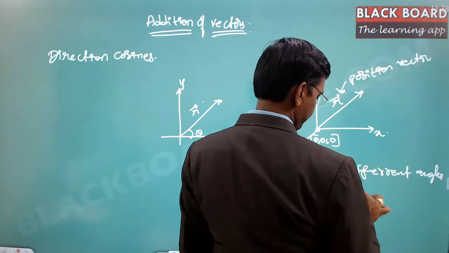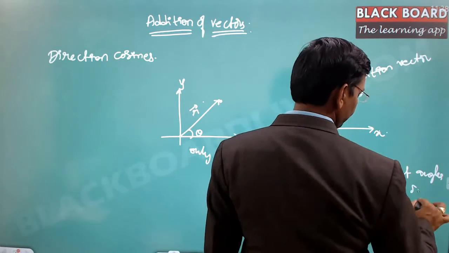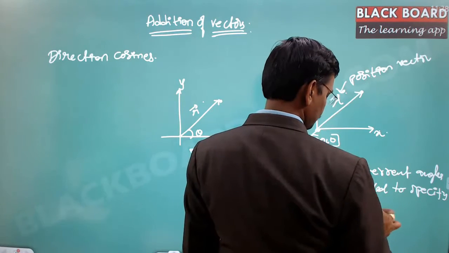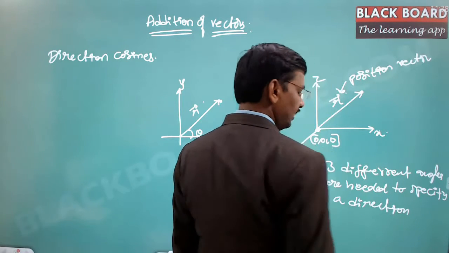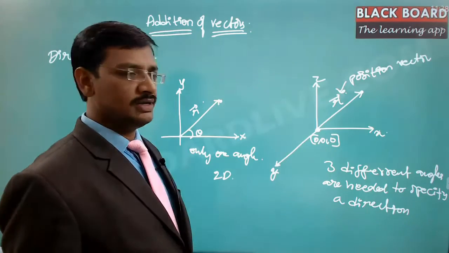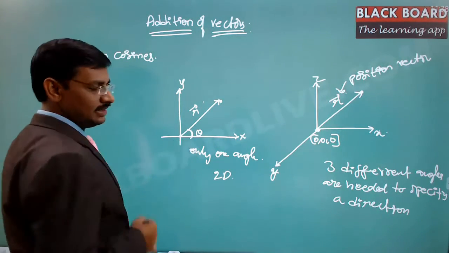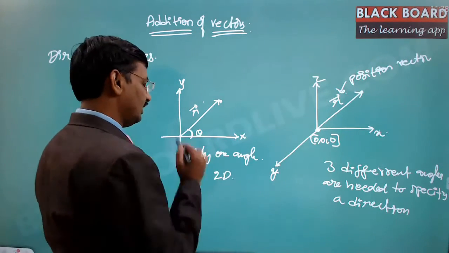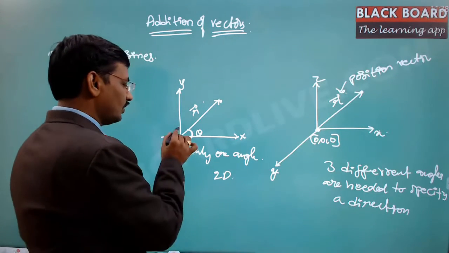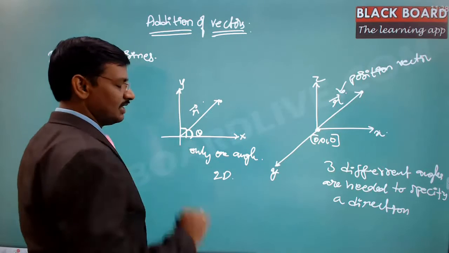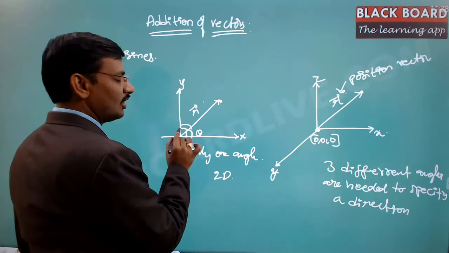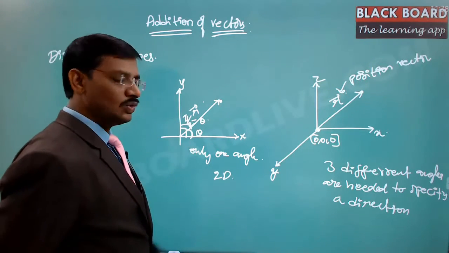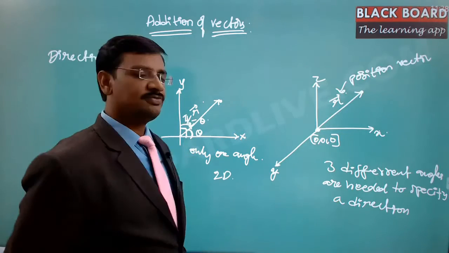Three angles are needed to specify a direction. This is the main difference. So in 2D only one, in 3D you need three different angles. Let us see how it works. In this particular case, this is angle theta with respect to the x-axis. Obviously, as you know, the angle between the x-axis and y-axis is 90 degrees, so this angle is pi by 2 minus theta. If you specify one angle theta, then automatically you know that with respect to the y-axis the angle is pi by 2 minus theta.